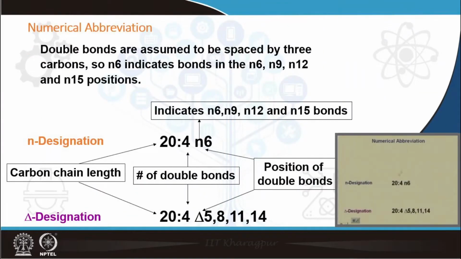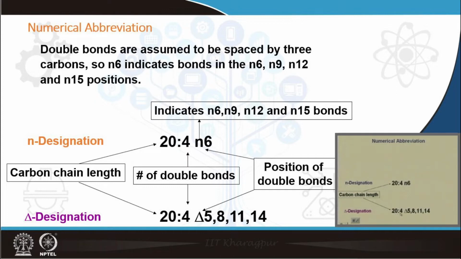next slide, we see the nomenclature as to how we can write a fatty acid in the N designation, and what I have below here is a fatty acid in the delta designation. Now, from this nomenclature, you should be able to write the fatty acid. So, we have to know what each of these numbers mean. The first number that you have here is the carbon chain length. So, it tells you how many carbon atoms you have.